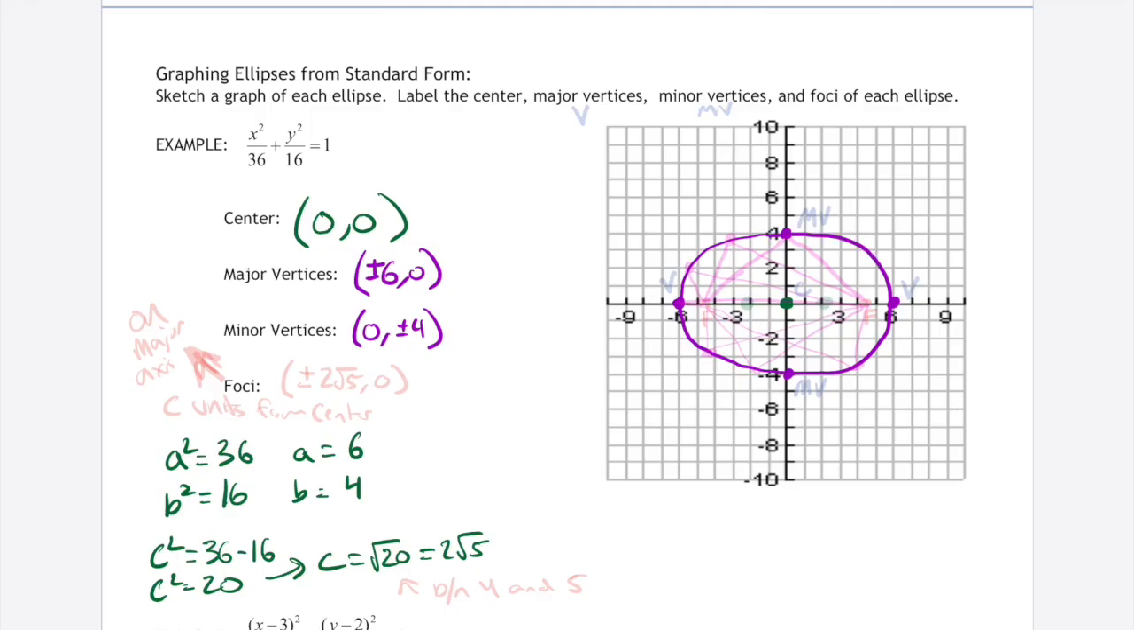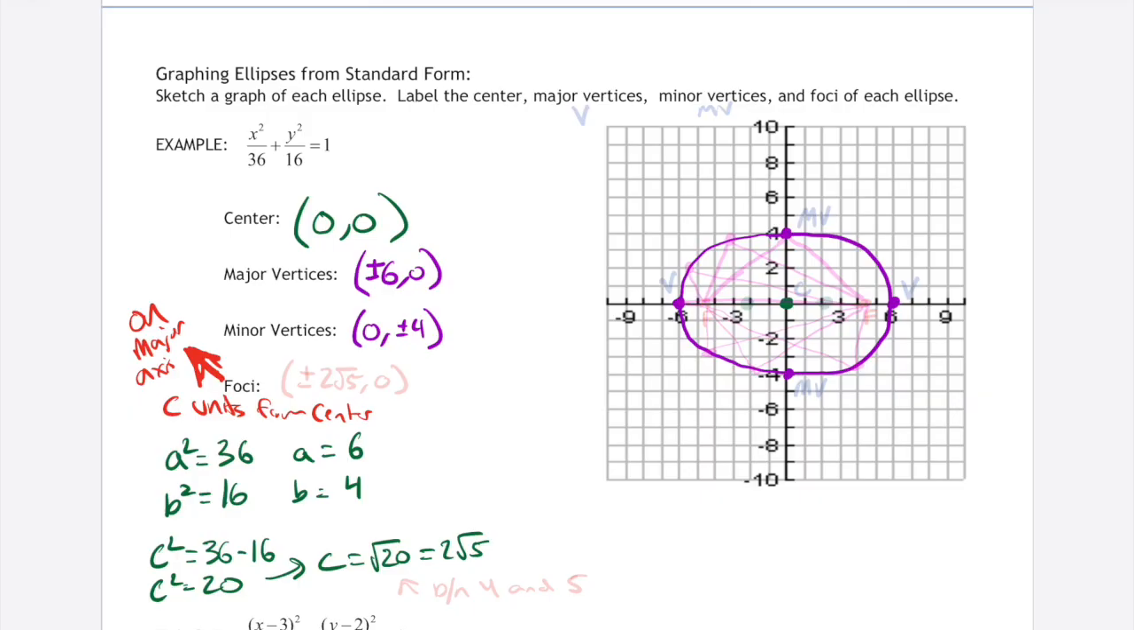Kind of oval in shape. Okay, so the foci are on the major axis. On the major axis, they always are. And they are C units from the center. So from the center, I have to go root 20, or 2 root 5, to each side.